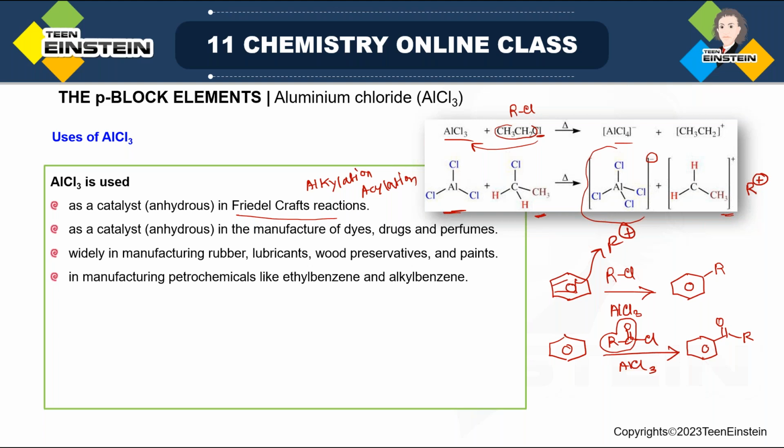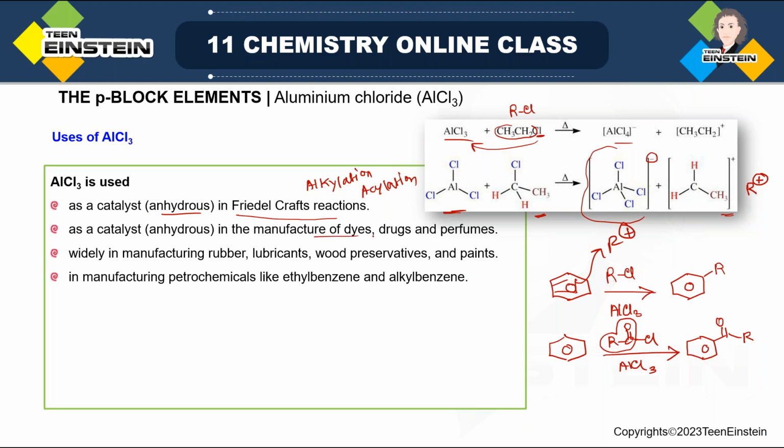So this is the role as a catalyst, and remember it has to be anhydrous, because if it is not anhydrous, then the electron deficient nature will not be there. Then how can it behave as a Lewis acid? It has to be in an electron deficient state, then only it can accept Cl minus from RCl, right? So remember, whenever it is acting as a Lewis acid catalyst, it has to be anhydrous. In hydrated form, it is not possible at all.